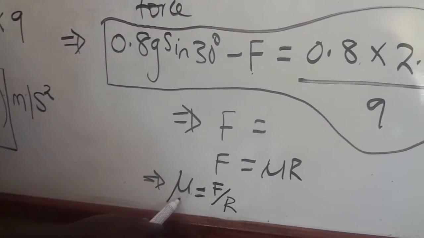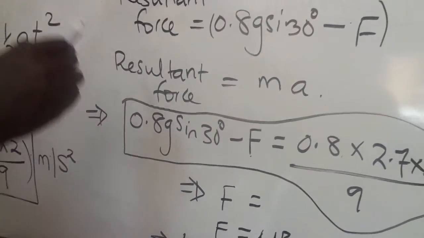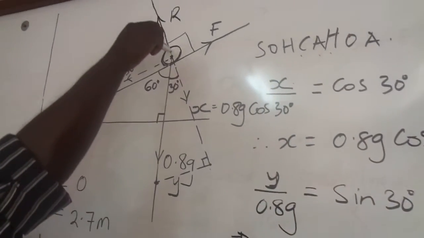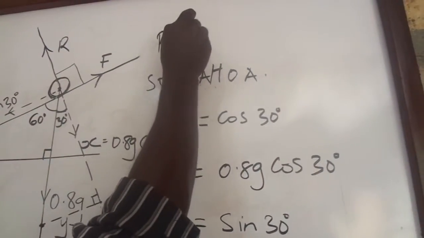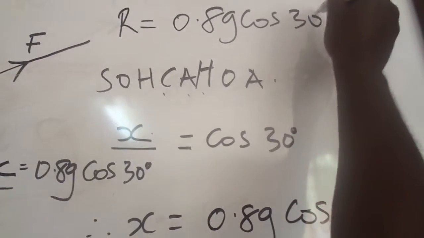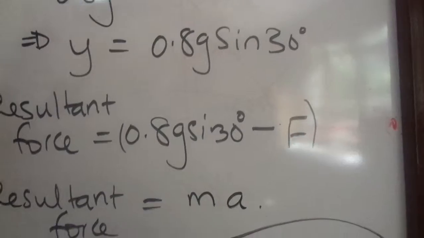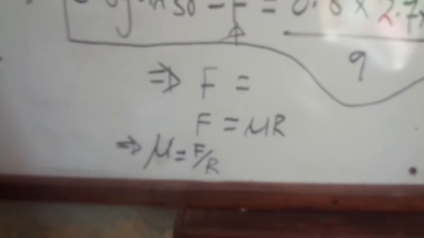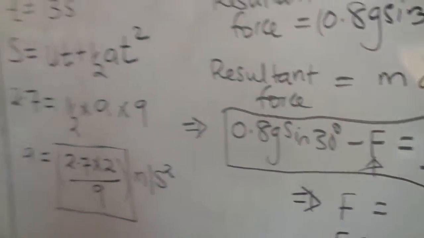After getting the value of F from this expression, I substitute in this formula. μ stands for the coefficient of friction, and R is obtained from this diagram, whereby the normal reaction is equal to 0.8g cos 30°. Now, obtaining the value of R, then obtaining the value of F from this expression, and substituting in this formula, we obtain the coefficient of friction between the particle and the plane.